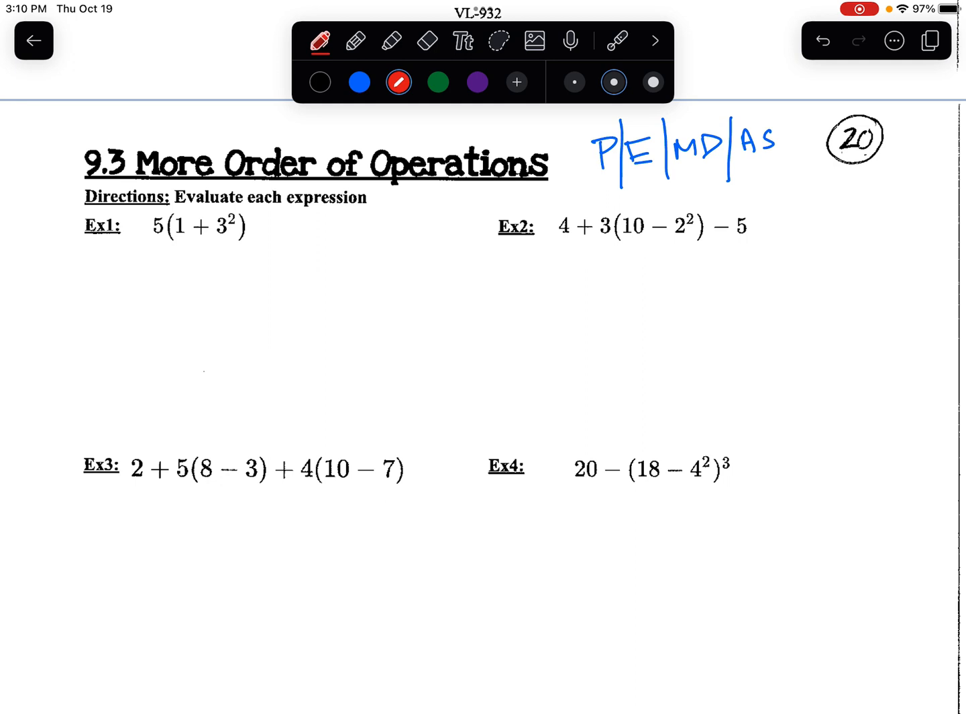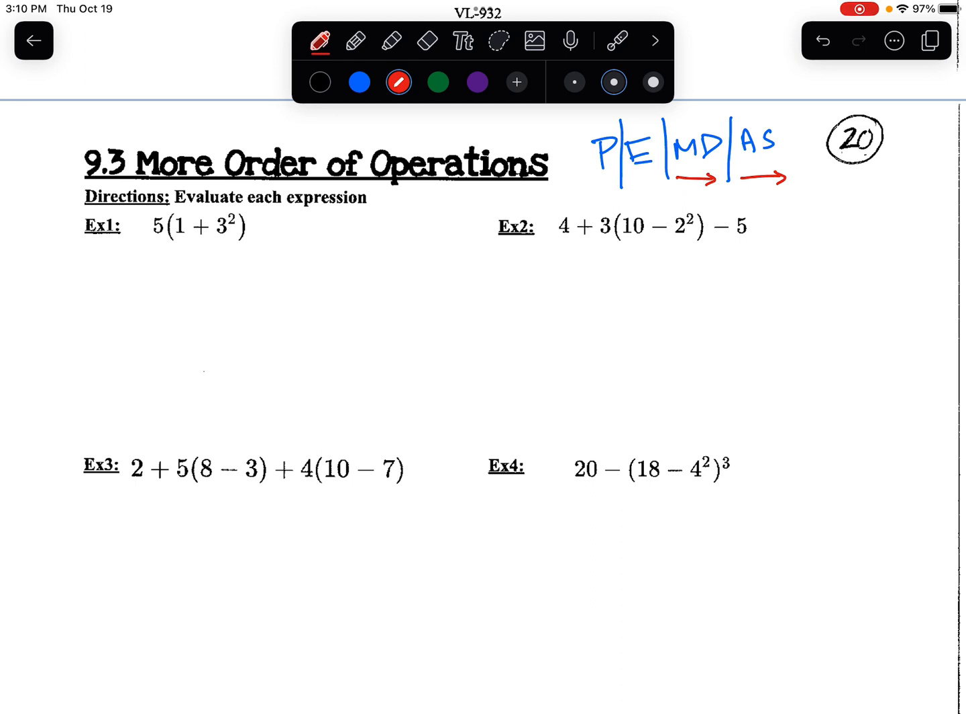So if there's multiplication and division in it, you don't know which one should go first. Start at the operation that is furthest to the left. Addition and subtraction works the same way. Sometimes you will subtract before you add, and you decide which one goes first by going left to right. So let's go ahead and get started.